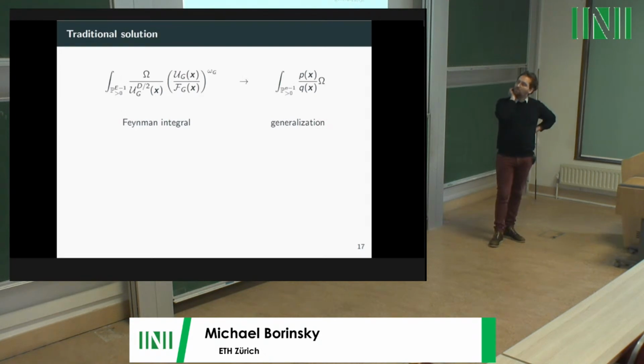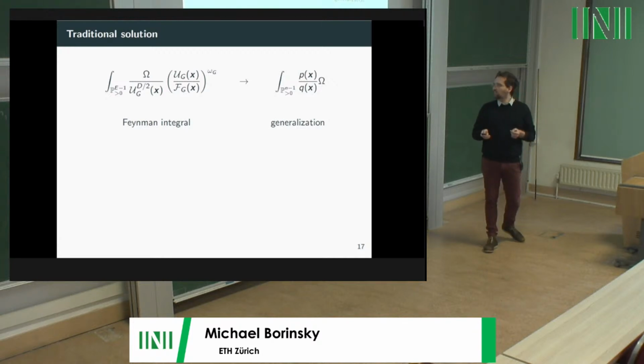So I'm going to briefly explain some traditional solutions to this problem. All these traditional solutions generalize from these nice Feynman integrals with the U and F polynomial, and they replace these with arbitrary polynomials p and q. So this is just an integral over some rational function now. And we can also generalize this to powers and so on of polynomials, multiple polynomials.